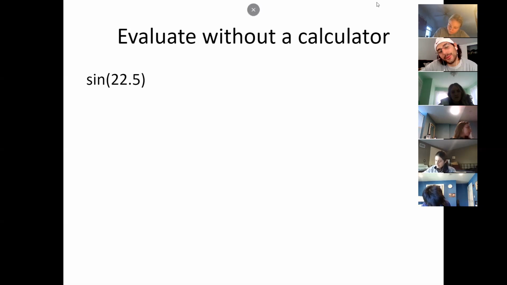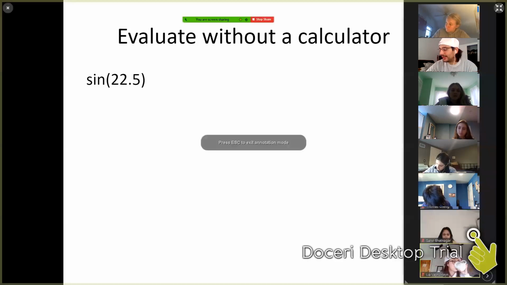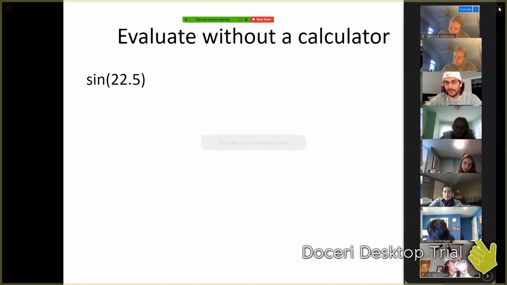All right, so the sine of 22.5. Any suggestions here? Oh no, I have people's faces. Go away.